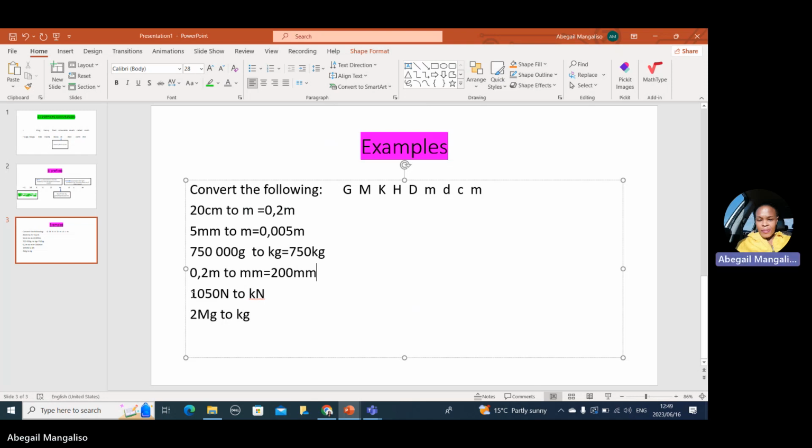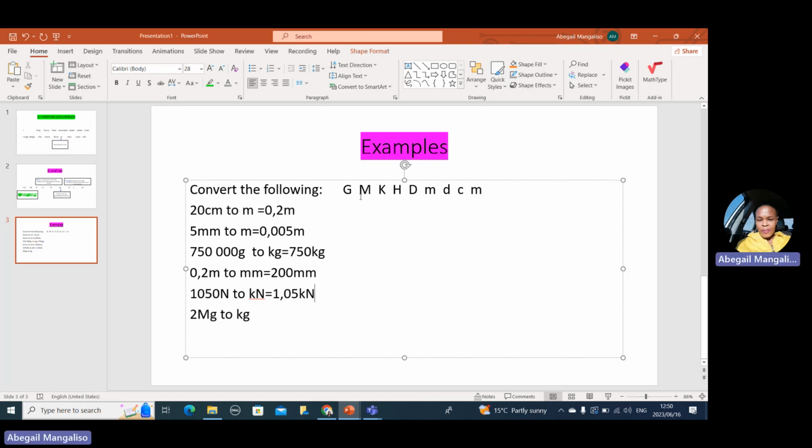Then, second last, convert Newton to kilonewton. Newton is a general or basic SI unit. 1, 2, 3. I move to the left 3 times. So I'll divide this by 1,000, 10 to the power 3. You divide by 10 to the power number of times moved, going to the left. So this will be 1.05 kilonewtons.